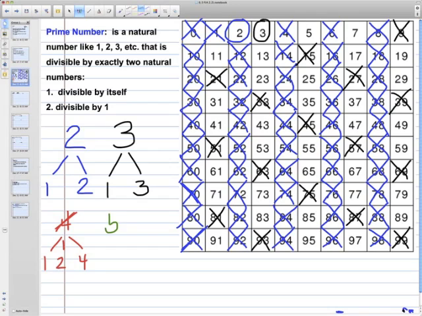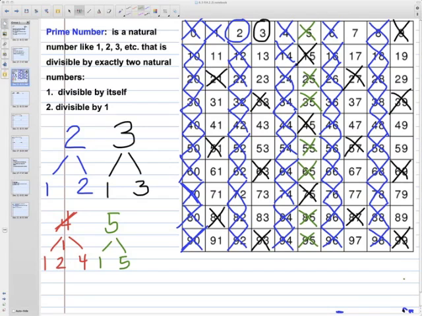Next to test is 5. And 5 is divisible by itself, of course, and by 1, and no other natural numbers. Now what I'd like you to do is go through your chart and cross off any numbers where 5 is a factor. When you're ready to check your answers, press play.